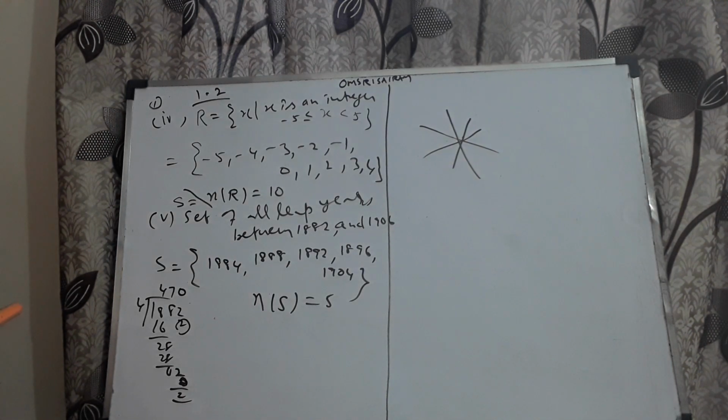Then he says x such that x is an element of Z and x less than 5. Below 5 there will be infinitely many integers. See here, 4, 3, 2, 1, and it goes down to minus infinity.